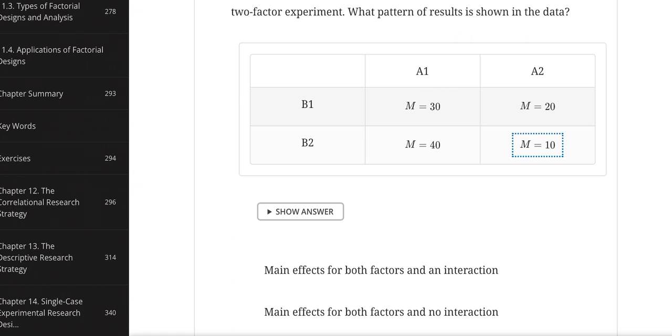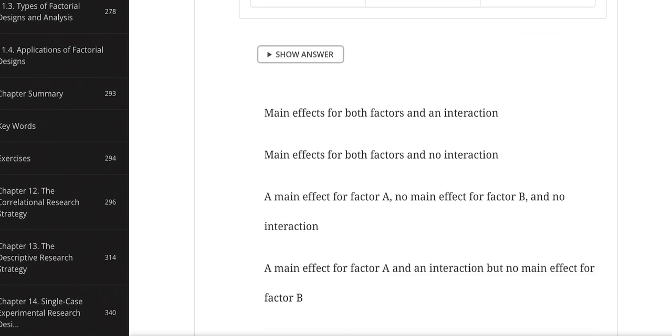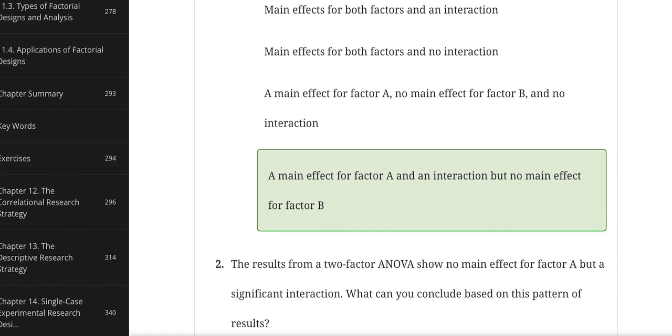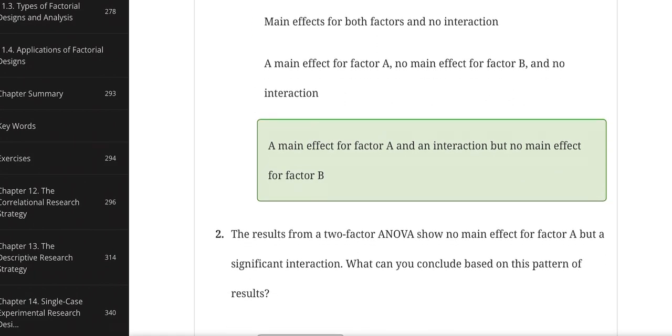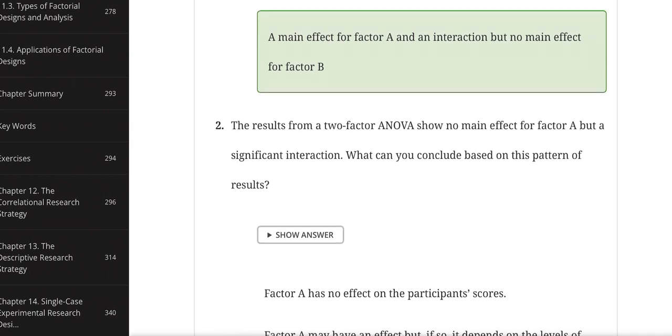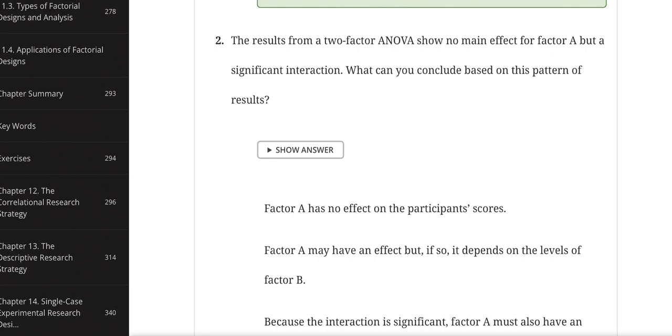But if you look carefully, the direction is different. So from B1 to B2 in this column, we're increasing. So B2 scores were higher in the A1 column, but in the A2 column, the B2 score was lower than the B1. So the B1 condition was higher for A2. So because those are different directions, that means that there is an interaction happening. So our answer is that there's a main effect for A, an interaction, but there's no main effect for factor B.